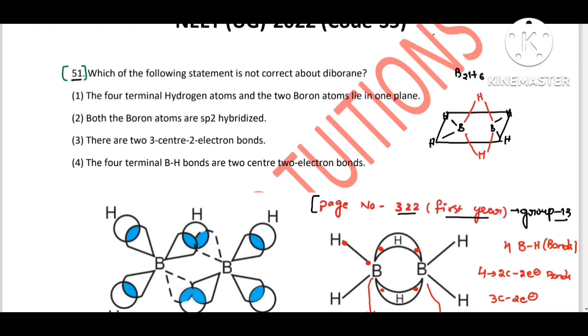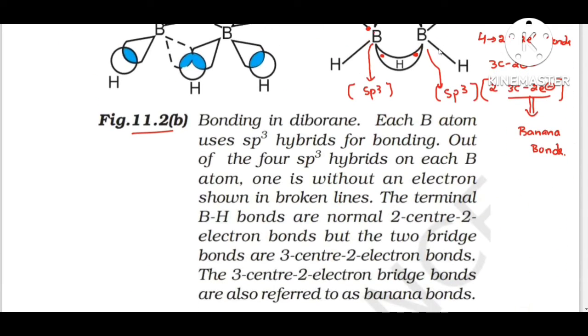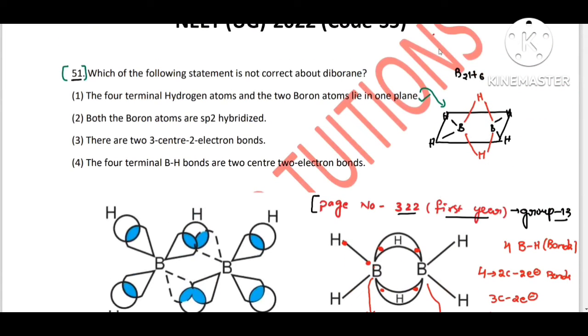Verify the given statements. The four terminal hydrogen atoms and the two boron atoms lie in the same plane. According to this structure, the two boron atoms and four terminal hydrogen atoms lie in the same plane. So this statement is correct. Now let us discuss the second one. Both the boron atoms are sp2 hybridized. Here the given concept says each boron atom is sp3 hybridized, but this statement says both boron atoms are sp2 hybridized. This statement is not correct. So option 2 is our correct answer.